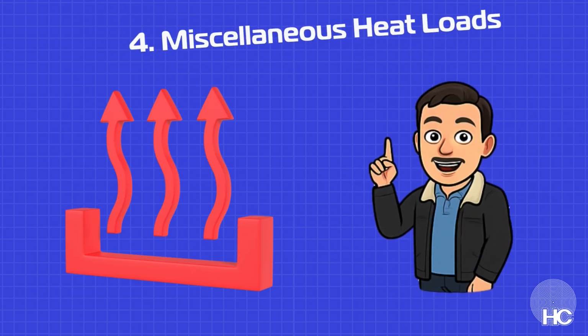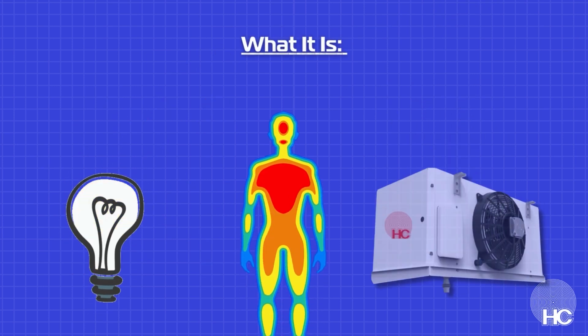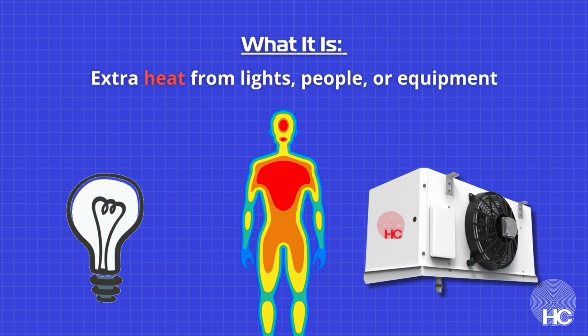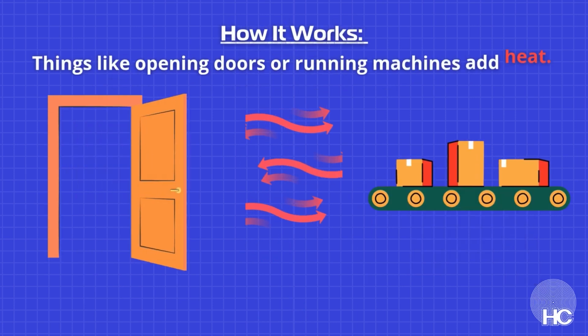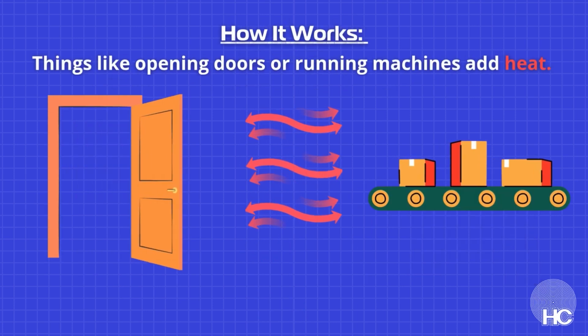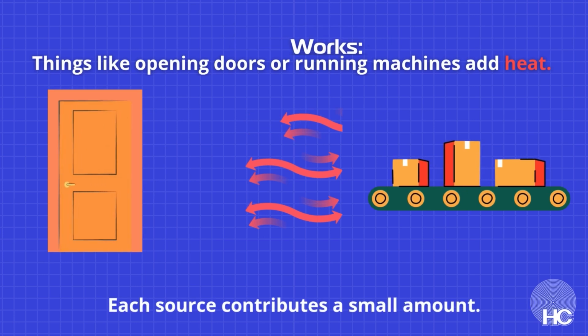Miscellaneous heat loads. What it is. Extra heat from lights, people, or equipment. Things like opening doors or running machines add heat. Each source contributes a small amount.